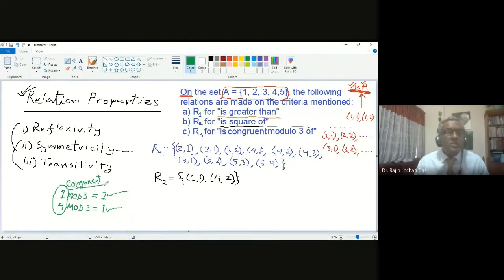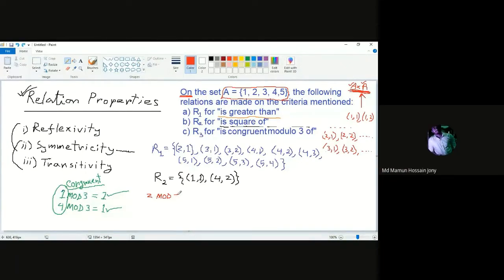Do you understand this? Let me give you another example. Say I am writing 2 mod 3. So what is 2 mod 3? What is the answer?